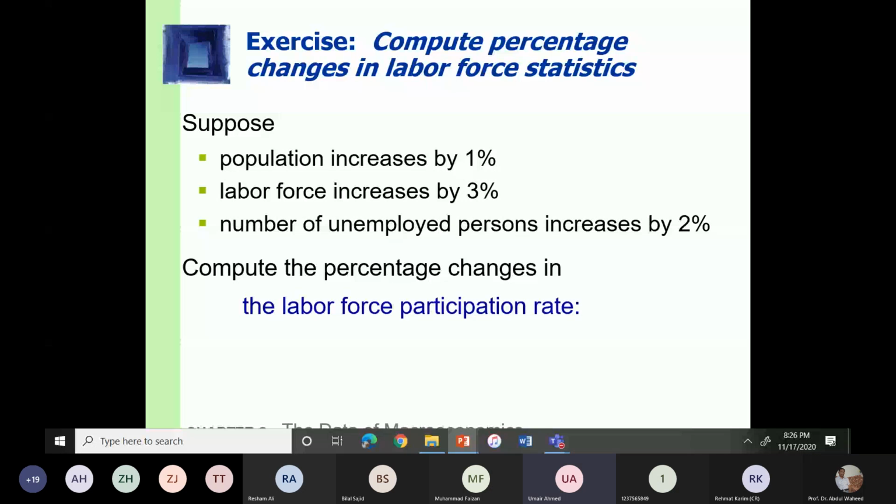Sir, 6%. Sir, I think it will be 6. Other answer? What would be the labor force participation rate? Sir, 5%. Yes, any other answer? 3%. Okay, fine. Any other answer?